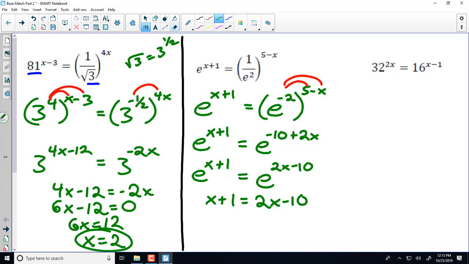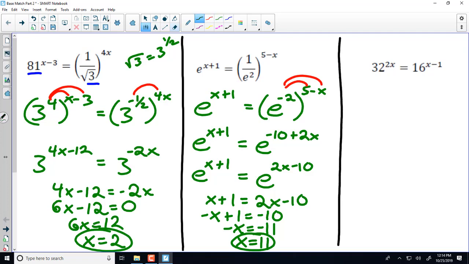I'm going to go ahead and subtract 2x from both sides. It's going to give me negative x plus 1 equals negative 10. I'm going to go ahead and subtract 1 from both sides, giving me negative x equals negative 11. But since it's negative x equals negative 11, you either divide or multiply both sides by negative 1, then you get x equals 11. And that one's done. You can see it really didn't matter if we knew the value of e, just as long as we got the bases to match.